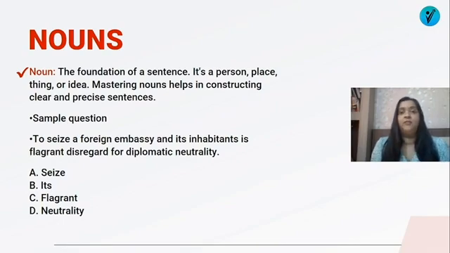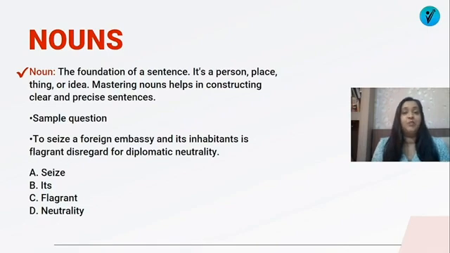Now, like I told you, there are four major types of nouns, which is abstract, collective, common, and proper. Now, if you look at the four options which we have, seize over here, to seize. So it will not qualify as a noun but an infinitive because it's to seize. Its over here is showing possessiveness or belonging. Again, it's not a noun. Flagrant disregard is being used here as an adjective. And neutrality, diplomatic neutrality, is the idea. So, abstract noun, and that is why we will choose option D as our answer.